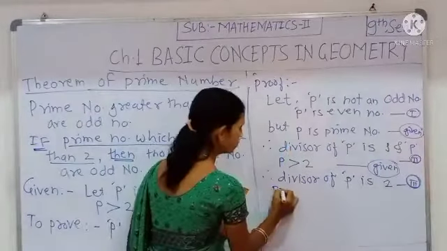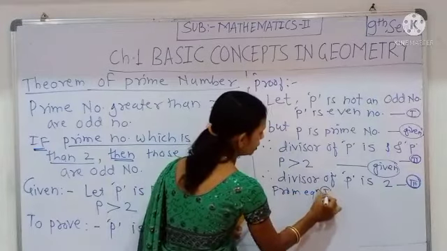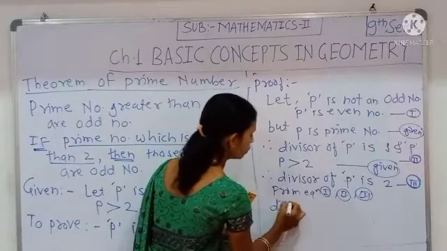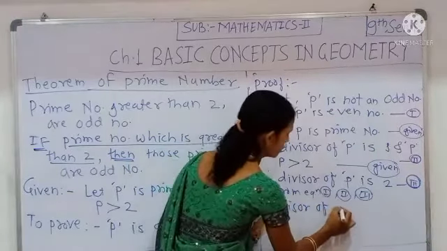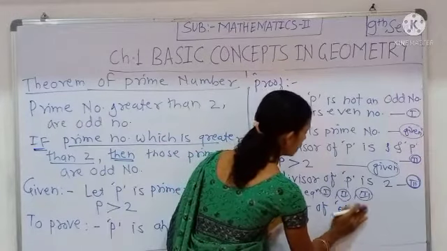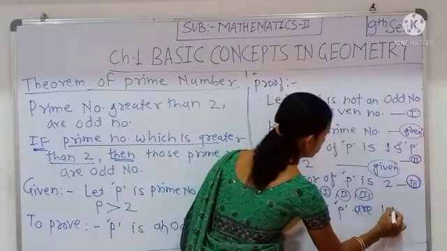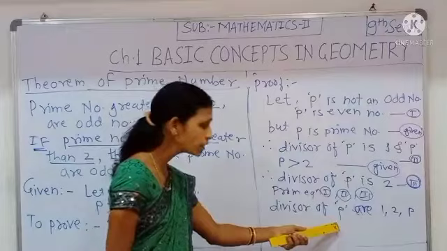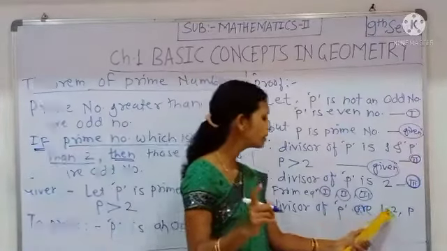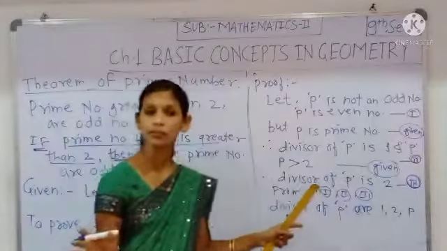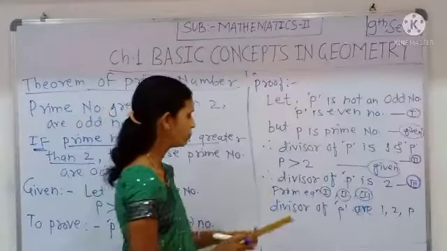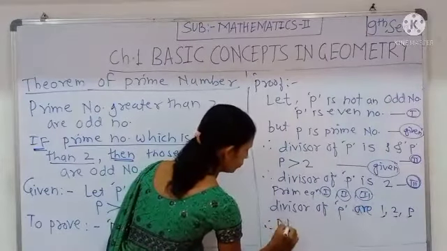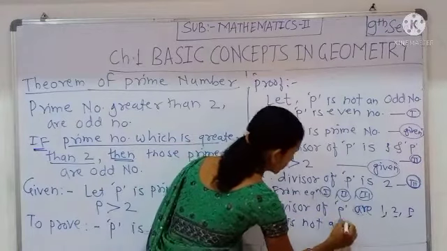That means from equations 1, 2 and 3, the divisors of P are 1, 2 and P. But it is contradictory. But P is a prime number. Then a prime number does not have 3 divisors. Therefore here, as P has 3 divisors, P is not a prime number.